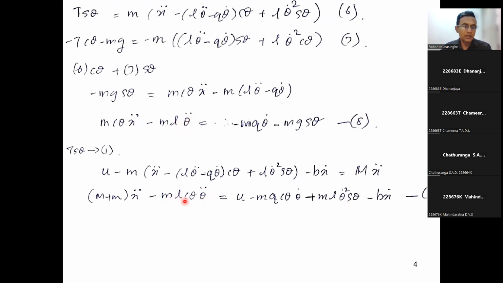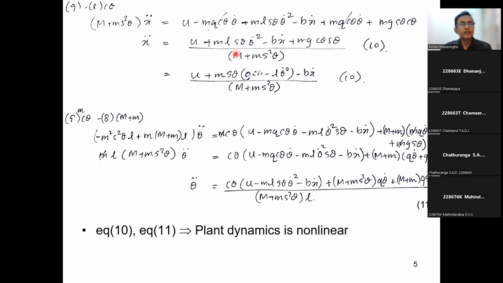This is ml cos theta double dot. Here it is just ml theta double dot. You want to multiply this with cos theta and subtract from 9. Then you get rid of this term over here. So when you do that, this is the equation you get. Please check term by term and make sure what you have here is correct. Equation number 10, x double dot is equal to this equation.